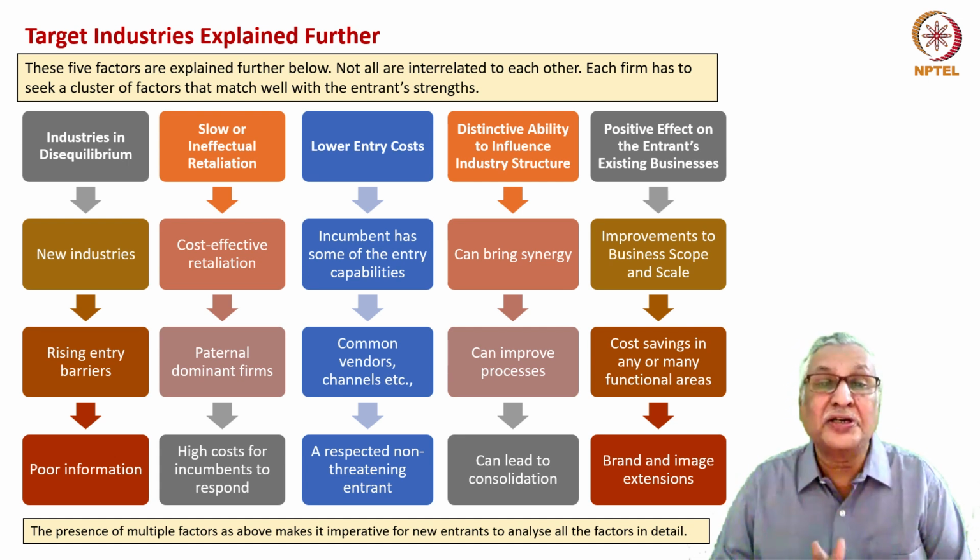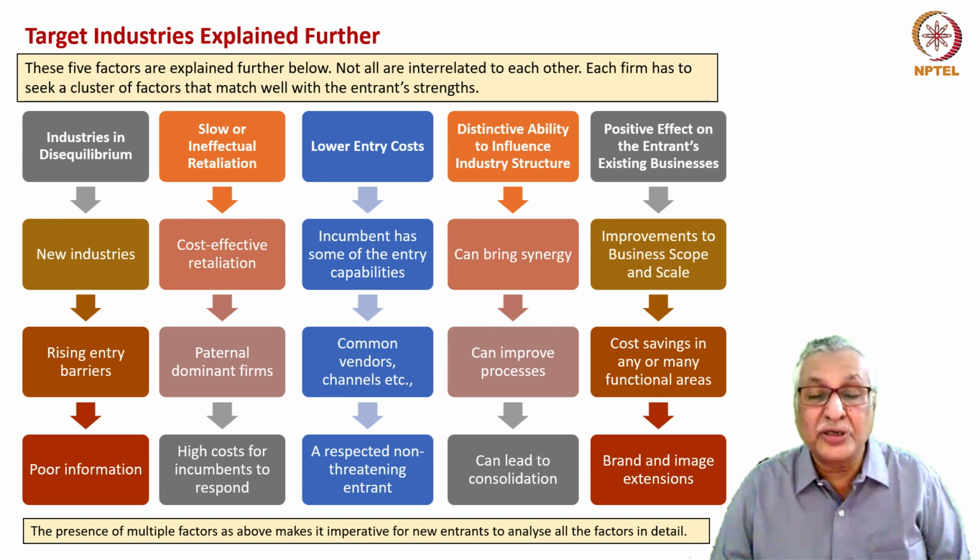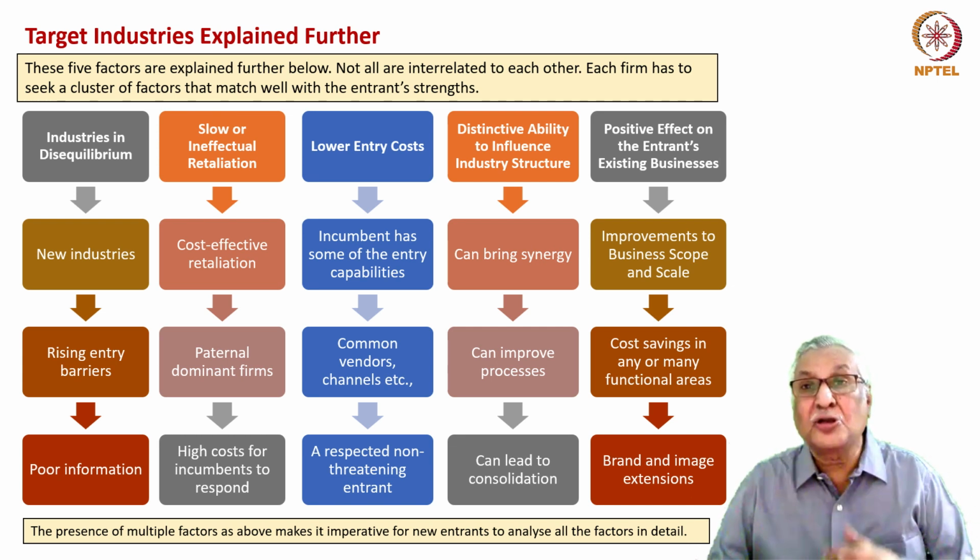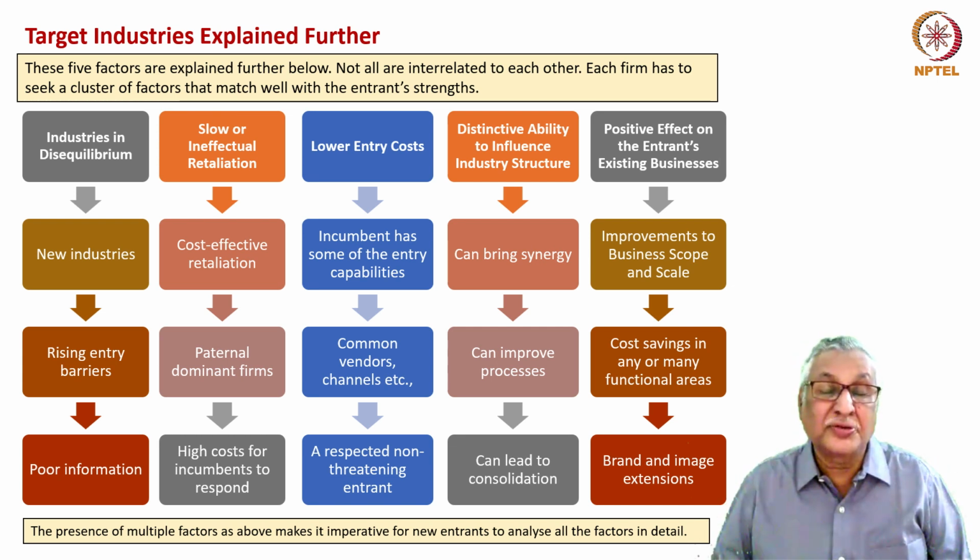Then there would be lower entry costs based on the new entry. Incumbent has some of the entry capabilities himself, so the incumbent doesn't mind someone else coming into the industry. There are common vendors and channels whose utilization may actually help the existing incumbent. There could also be an entrant who is a respected name and who is non-threatening.